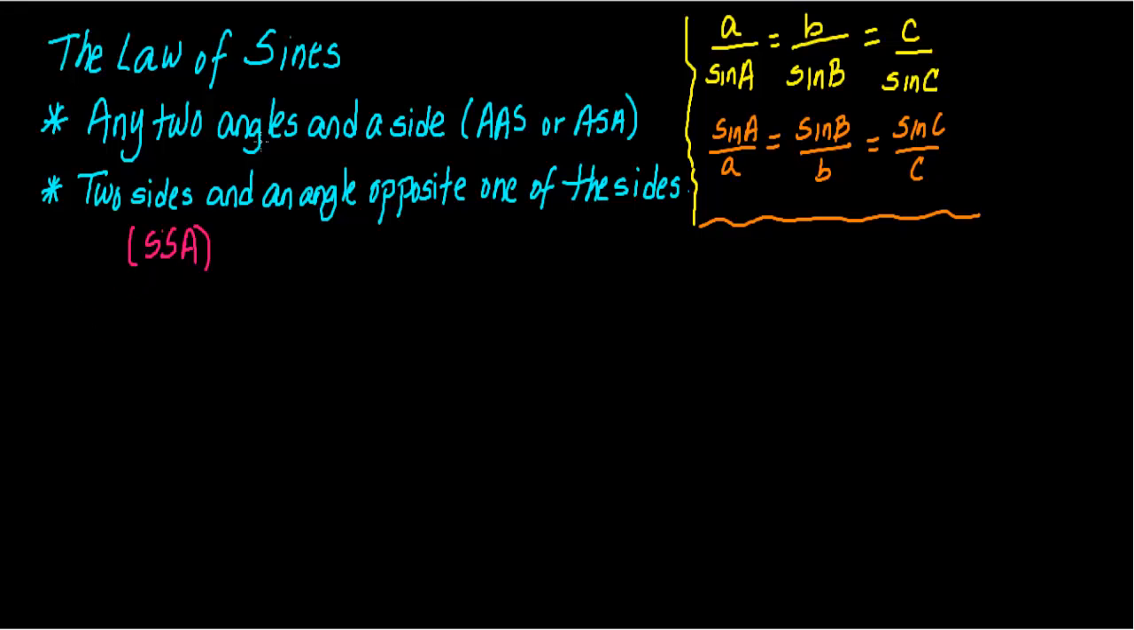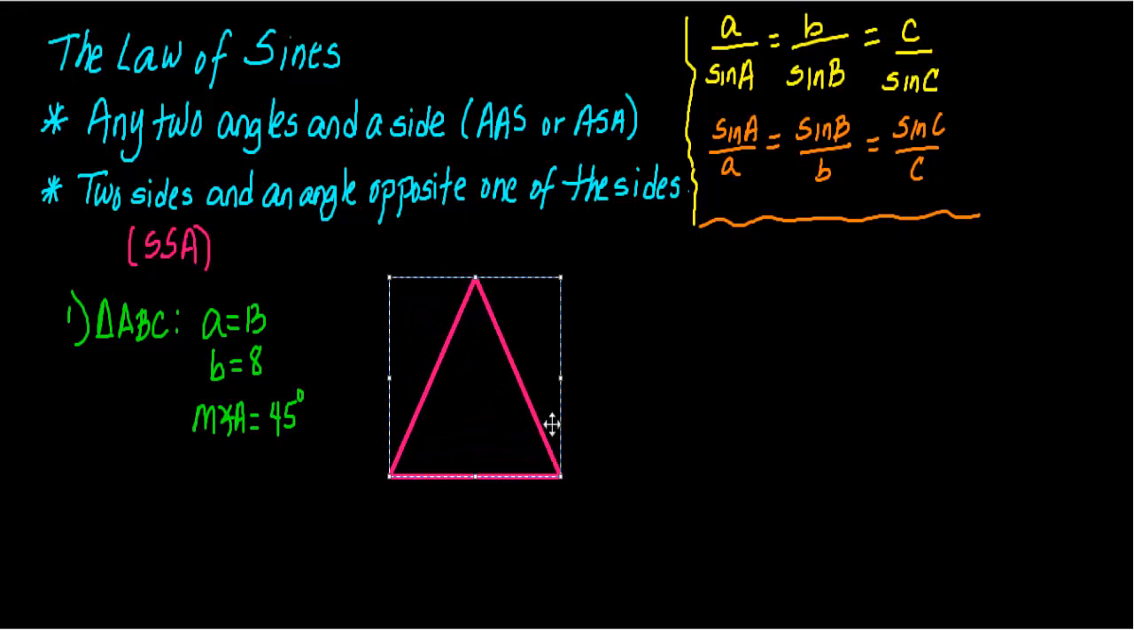So we're going to do an example now with the given information. It says that triangle ABC has the given information. A is equal to 13, B is equal to 8, and the measure of angle A is equal to 45 degrees. That's the information that's given. So I'm going to grab a triangle and let's label it. And once we're done labeling it, we'll analyze what we can do.